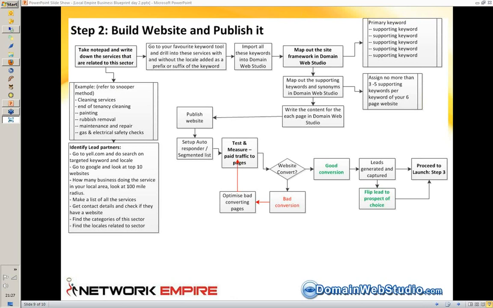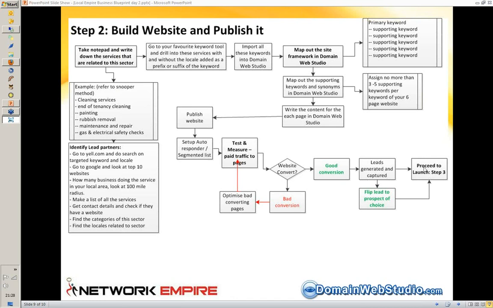We're going to do some paid traffic, fire it in there, and get leads running through our website. Once we've done that, we test it and see: is the website converting? Is the traffic we're sending in a good conversion and actually working, or is it bad? If it's not converting well, we go to the page and optimize it. This is where we fine-tune the engine, and this is why I say don't stress too much up front trying to build it perfect. It's when you push traffic through it that you start tweaking it. Once we've got good conversions, this is where we start flipping the leads.